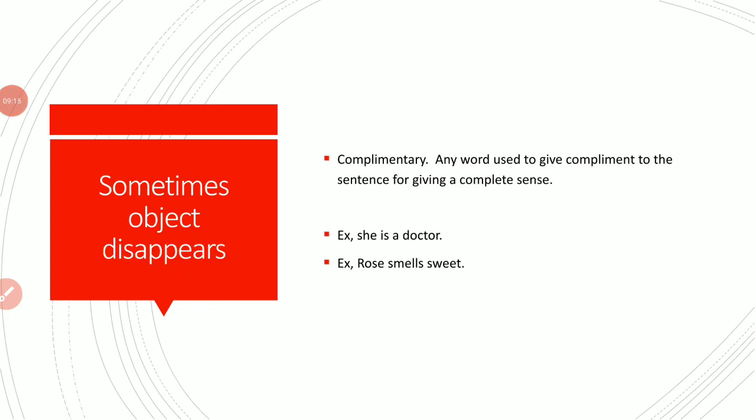Sometimes, as I said, you do not find the object every time in a sentence. Sometimes the object disappears, because there must not be any necessity to bring it into the sentence, but still we can use something else instead of object. That is complement. Complement is any word used to complete the sentence for giving a complete sense. For example, with subject and verb we cannot always make a sentence. Yes, this is possible, that we can make a sentence with subject and verb.